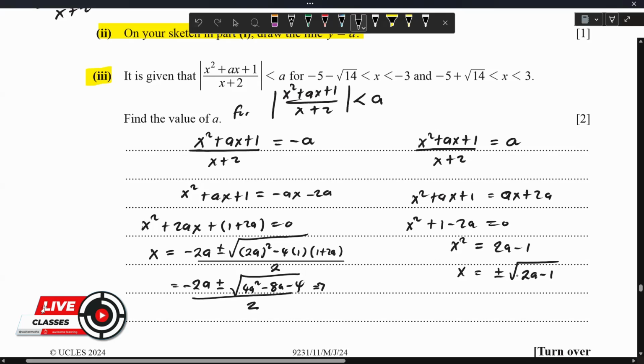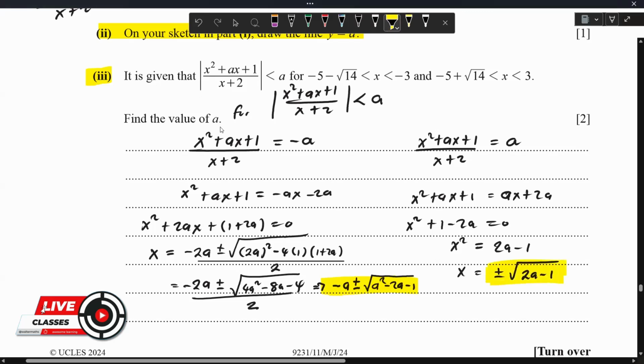which is essentially, if we divide everything by 2, we get minus a plus or minus the square root of, and if we factor out 4 on this, the square root of 4 is 2. So we are just left with a squared minus 2a minus 1. Okay, so these are the roots we have. So we now have the 4 roots.